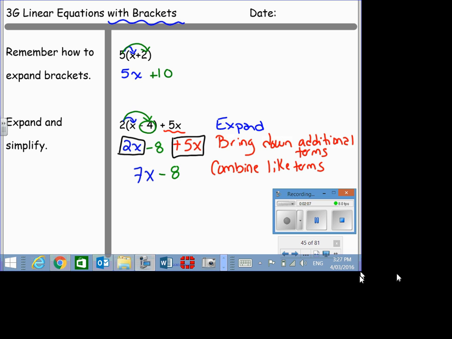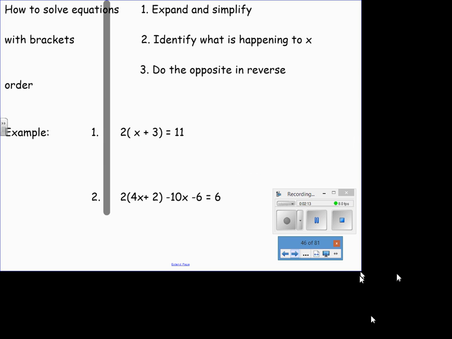The new material we're going to learn is how to solve equations that have brackets in them. We still want to expand and simplify, which is what we've been doing since you learned how to expand brackets, right? So we'll expand and simplify first. Second, we'll identify what is happening to x and begin the solving process. This is when we begin to solve for x, okay? And in order to solve for x, we do the opposite and in reverse order. And that's what we've been practicing the last several days. So let's go ahead and try to do that.